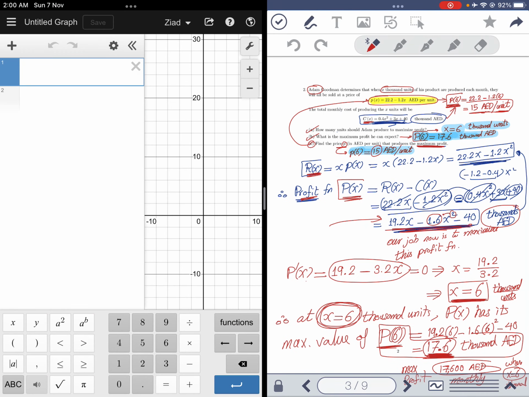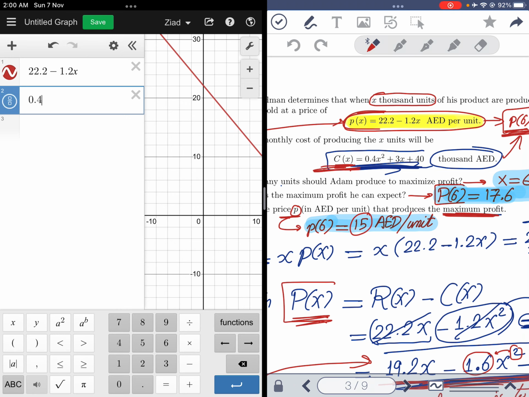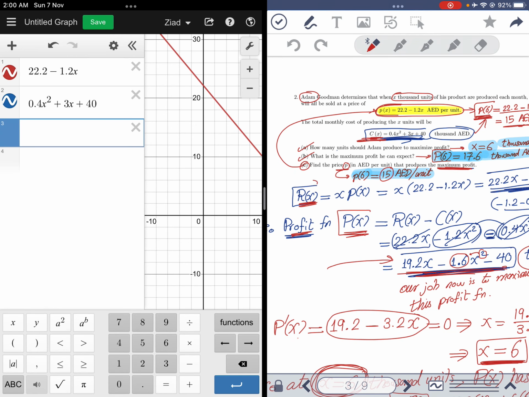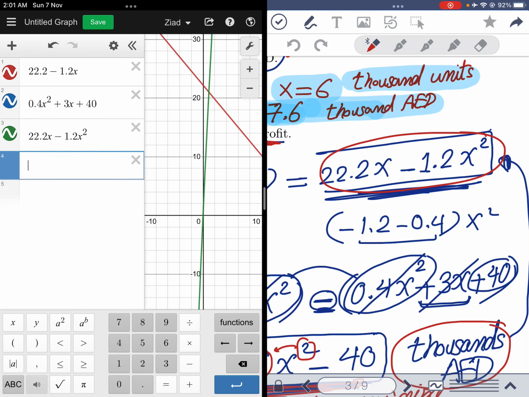So first I will do the price demand function, 22.2 minus 1.2x. That's the price demand. Then the cost function, 0.4x squared plus 3x plus 40. Please pay attention to this, because this will make a lot of sense for you and make you understand it much better. Then the revenue, we computed it at the beginning, if you remember. It was here. So I'll compute it. 22.2x minus 1.2x squared.